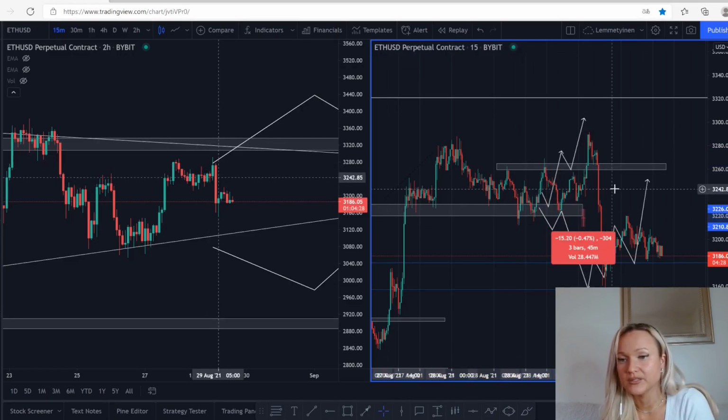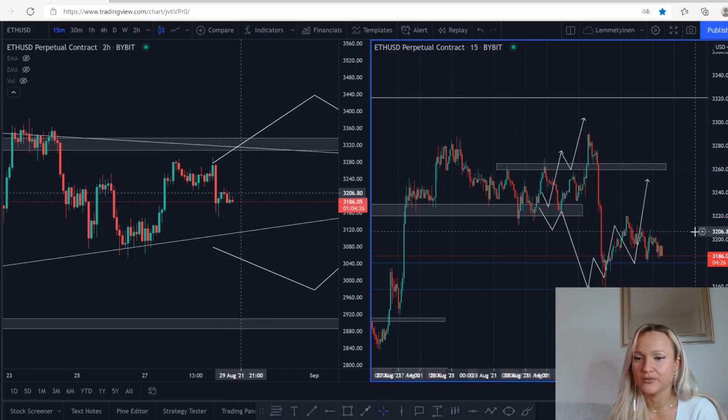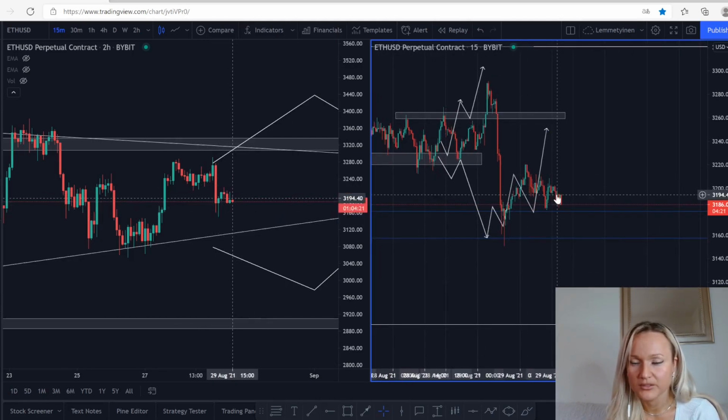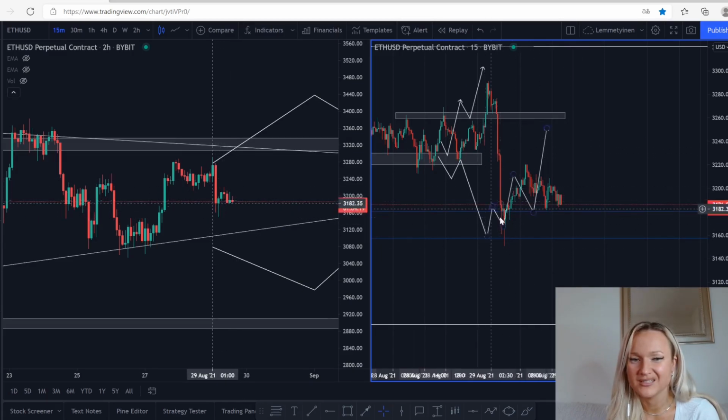Well, and the market continued to the downside. It just spiked down, and also right here, I'm waiting for the market to come down a little bit more, because this doesn't look good for me.